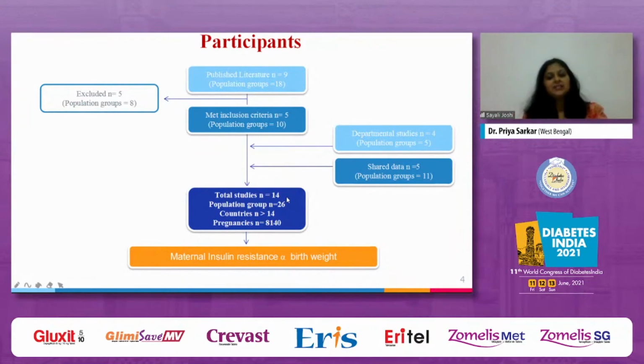Thus, in all, we had 14 studies, with 26 population groups coming from more than 14 countries, having pregnancies over more than 8,000. Group level data was extracted to investigate the association between maternal insulin resistance and neonatal birth weight.